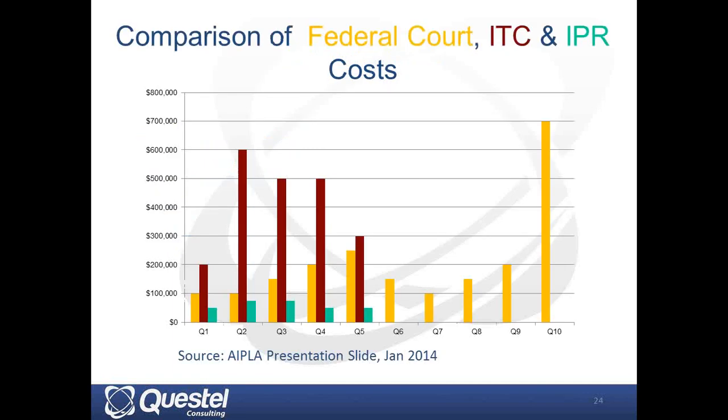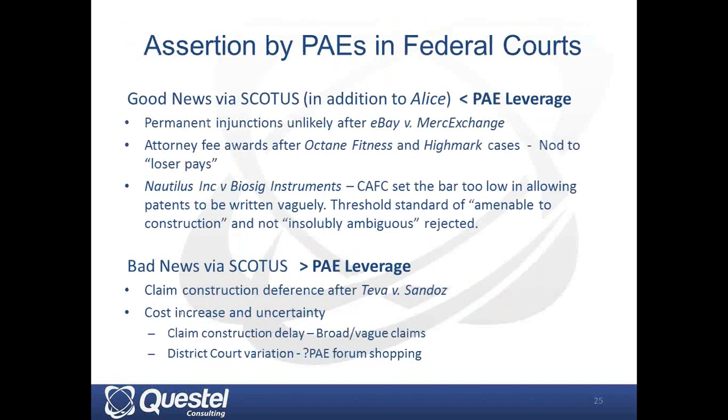If you look at the comparison of costs between federal court, ITC, and IPR, you'll see the cost between the ITC and the federal court around about the same number, although the federal court costs are spread out over a longer period of time, so you get a decision faster in the ITC. That's similarly the case with IPRs, faster decision, and also if undertaking one IPR review, the costs are significantly less.